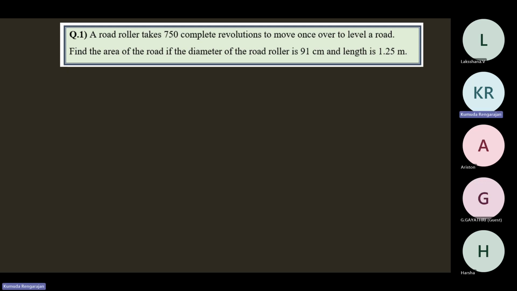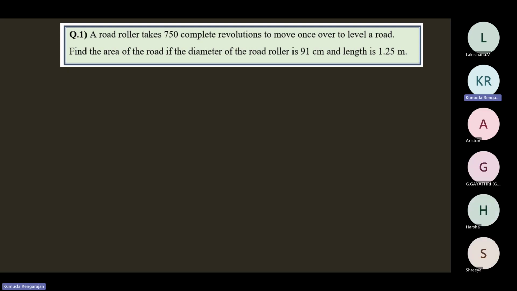Now, when the road roller, the cylindrical thing, rolls over the ground, only the curved surface area of the roller rolls over the ground, correct? So the area covered in one revolution will be equal to the CSA of the road roller.